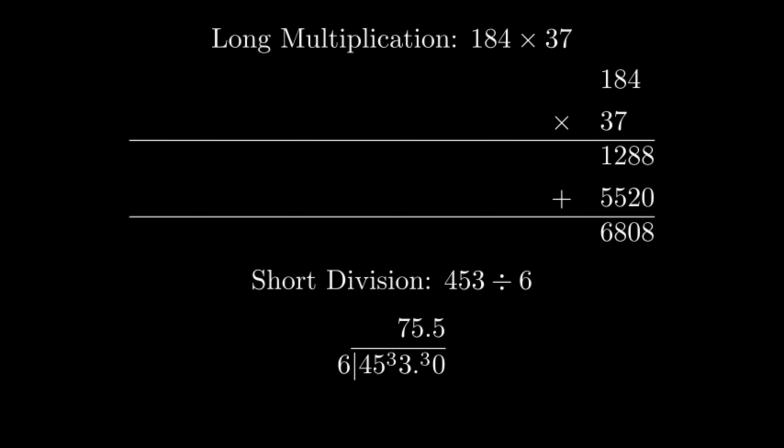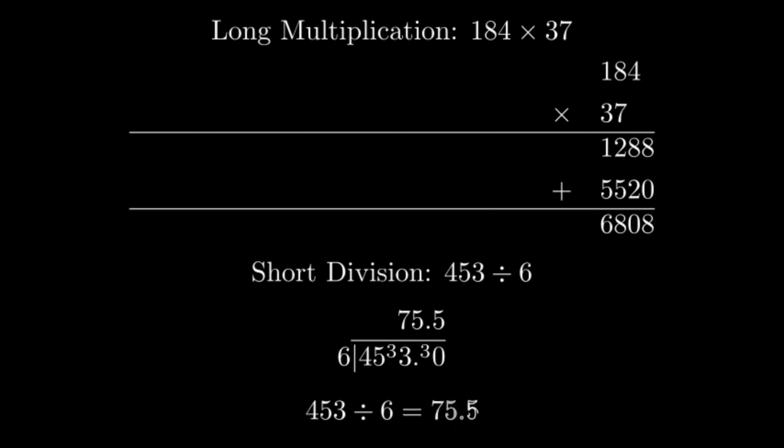We add a decimal point and a 0. We carry the remainder 3 over to the 0, making it 30. 6 goes into 30 exactly 5 times. So 453 divided by 6 is exactly 75.5. This is often the preferred way to write the answer. When a calculation involves multiple operations, the order in which you do them is critical.